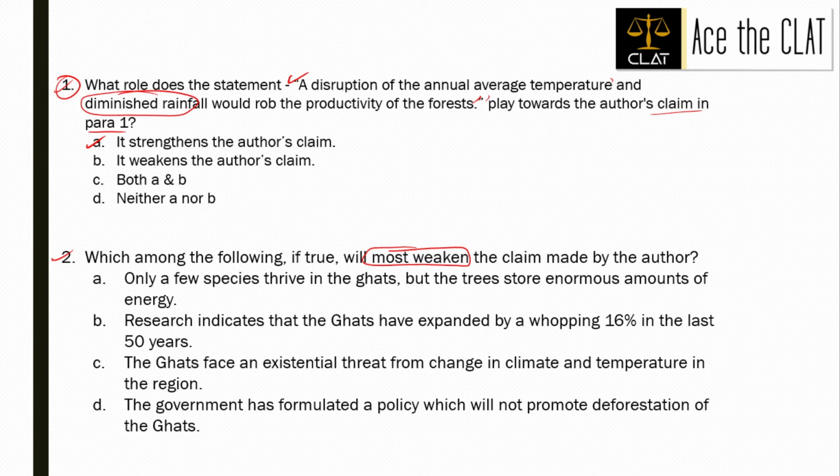Okay, so let us look at question number 2. Which among the following will most weaken the claim made by the author? Again, it says most weaken, so more than one option may weaken the claim made by the author, but we need to look at that option which weakens the claim most comprehensively, right?